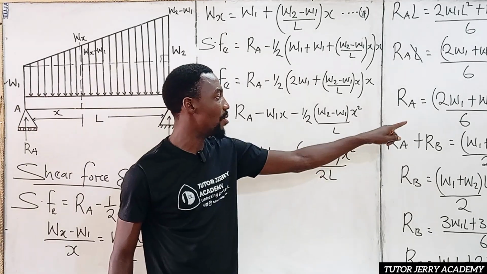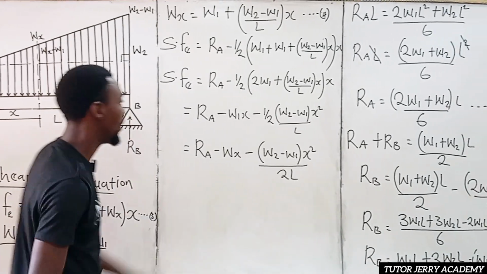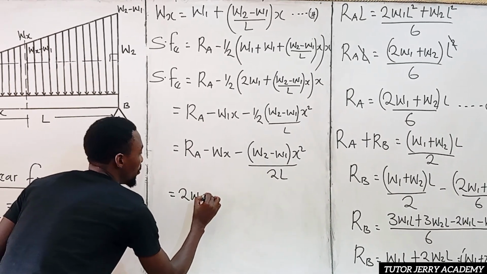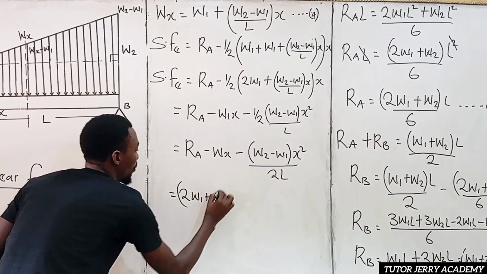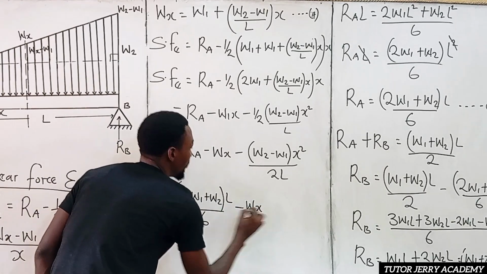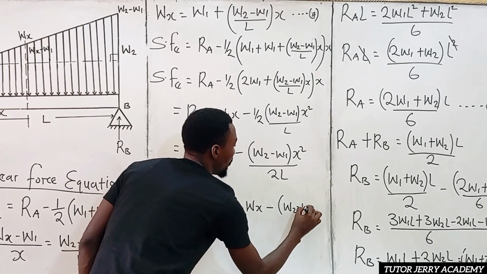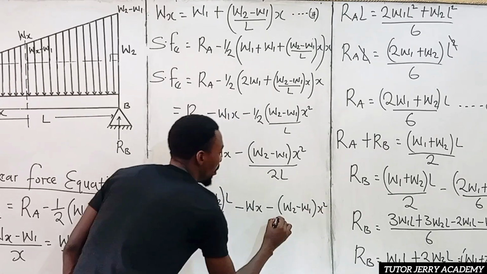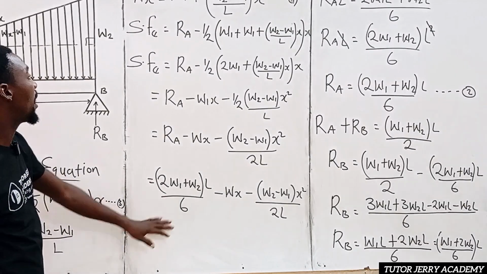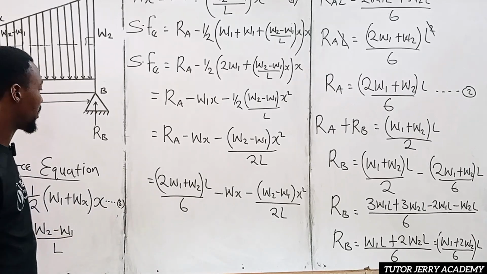What is our RA? Our RA is what? 2W1 plus W2 into L all over 6. So we are going to say 2W1 plus W2 into L all over what? All over 6 minus W1S minus W2 minus W1 S squared all over what? All over 2L. All right. So here is our shear force equation.